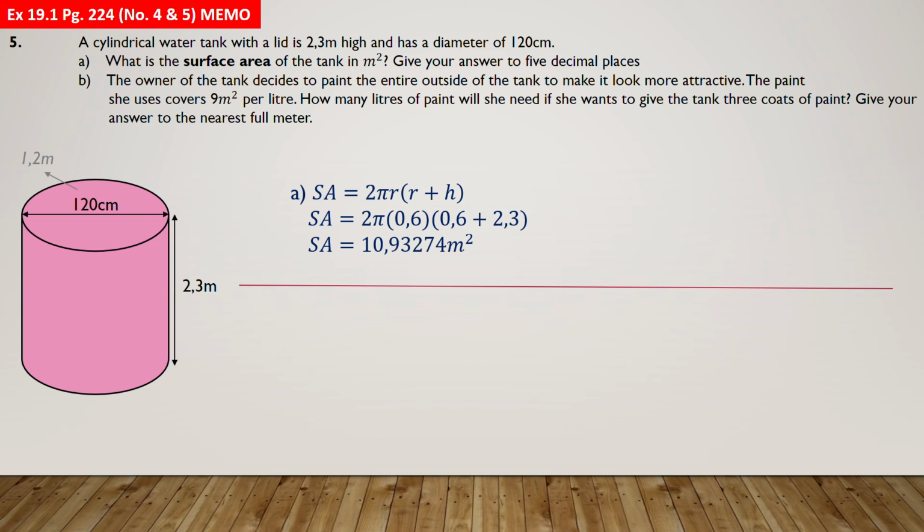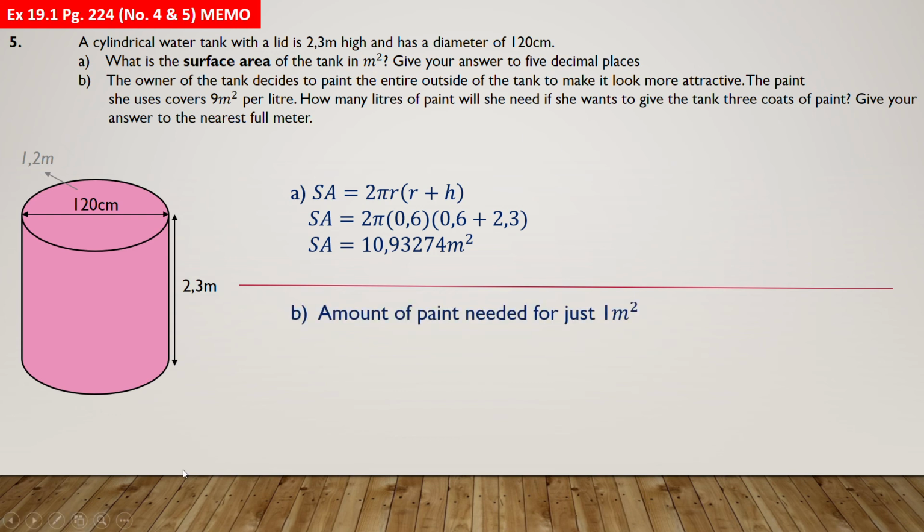Then it says, the owner of the tank decides to paint the entire outside of the tank to make it look more attractive. The paint she uses covers 9 meters squared per liter. So every single liter she uses only covers 9 meters squared. How many liters of paint will she need if she wants to give the tank 3 coats of paint? Give your answer to the nearest full liter.